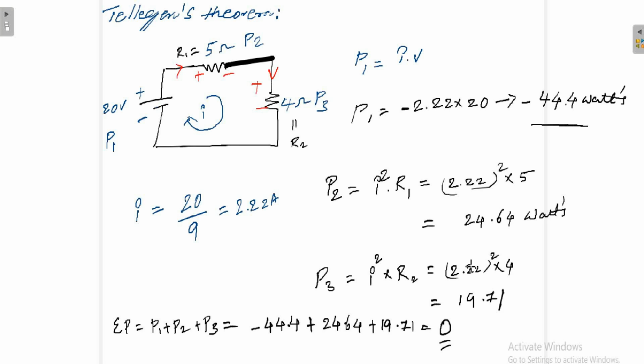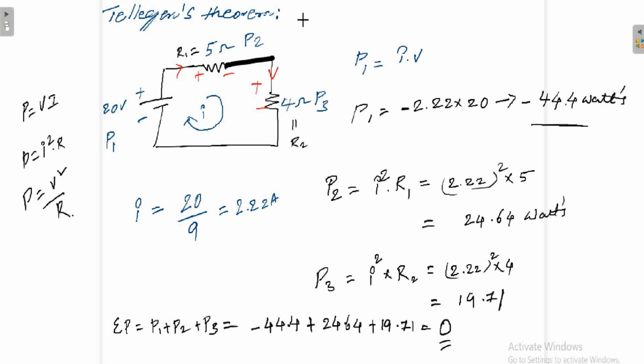So to verify Tellegen's theorem, what do we have to find? We have to find power. For power, we can use P is equal to V into I, or P is equal to I square into R, or P is equal to V square by R.